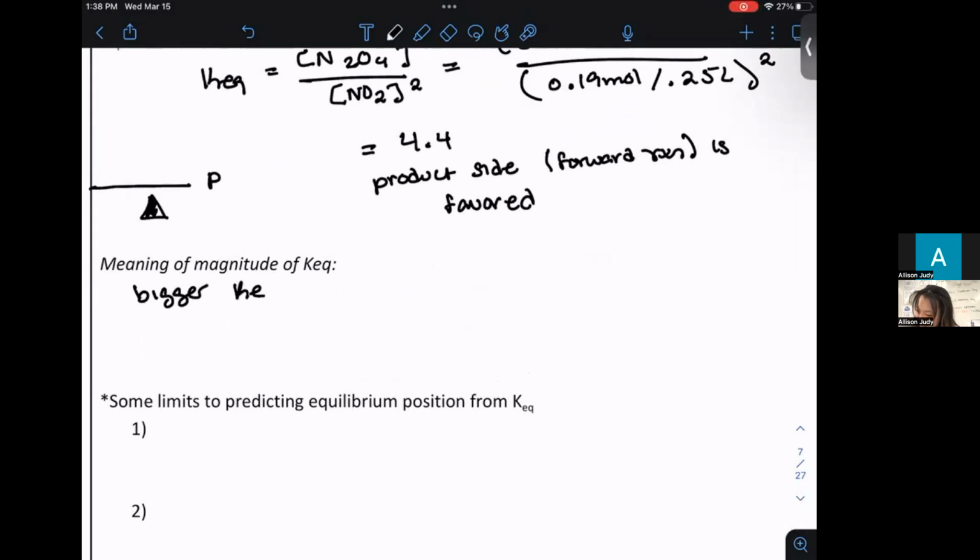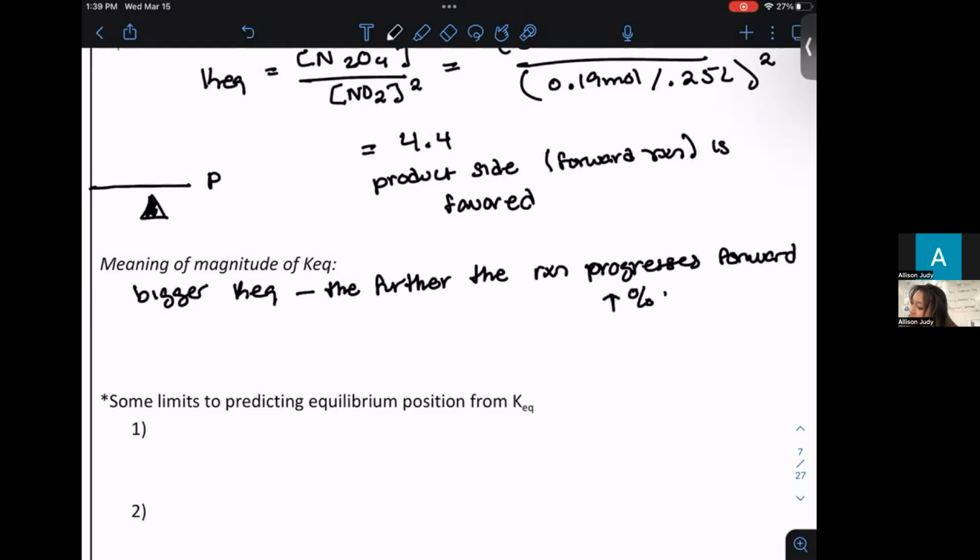Okay, so the bigger the KEQ, the further the reaction progresses forward. Yes. Which, by the way, means you're going to have increased percent yield of product.